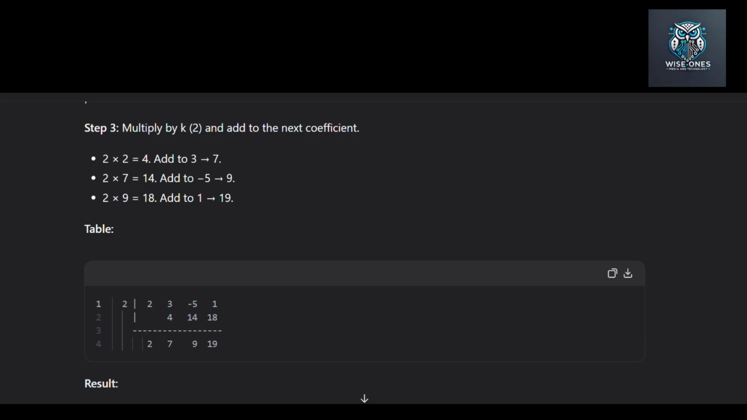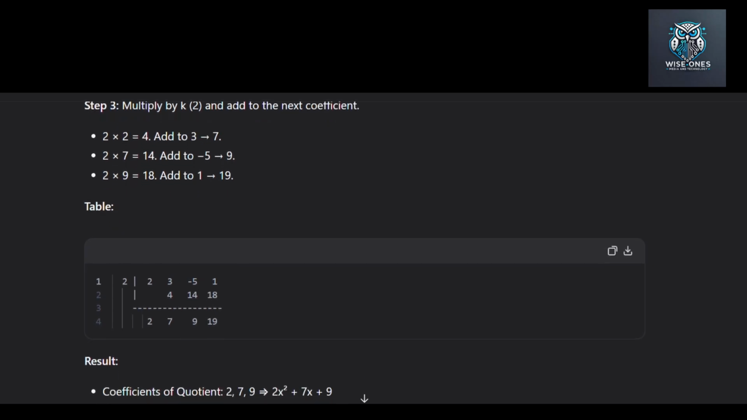Add them. 1 plus 18 is 19. Write 19 below the line. The numbers below the line are 2, 7, 9, and 19. The last number is the remainder, so the remainder is 19. The other numbers are the coefficients of the quotient.